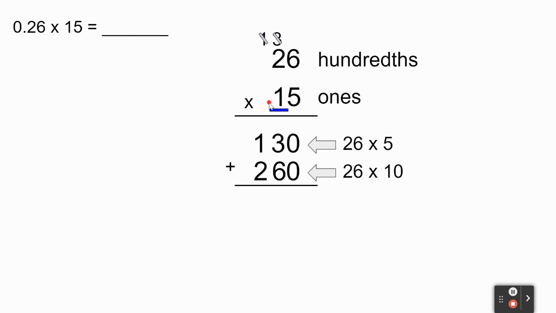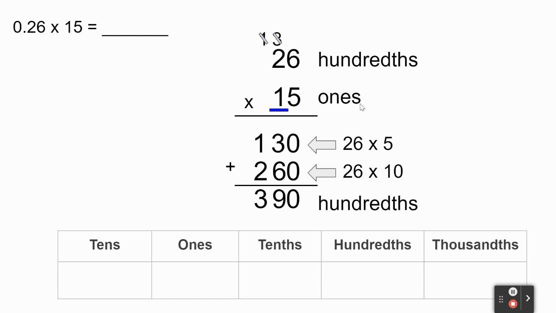Let's add these products together. In the ones place, 0 plus 0 is 0. In the tens place, 3 plus 6 is 9. In the hundreds place, 1 plus 2 is 3. Now let's multiply the place values to figure out the place value that our answer is going to be in. Hundredths times ones is hundredths. So our answer is 390 hundredths.